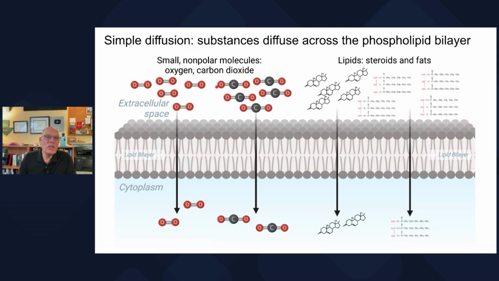What's important to know, and you might have to know this just by brute force memory if you can't reason it through, is that small non-polar molecules like oxygen and carbon dioxide can diffuse right through these phospholipids over here and make it from one side of the membrane to the other.